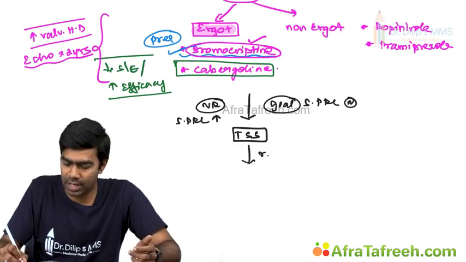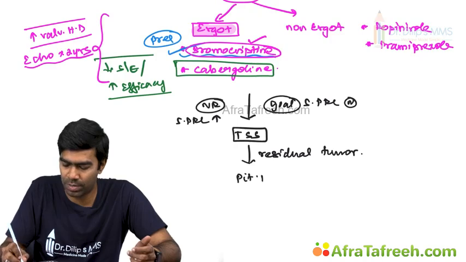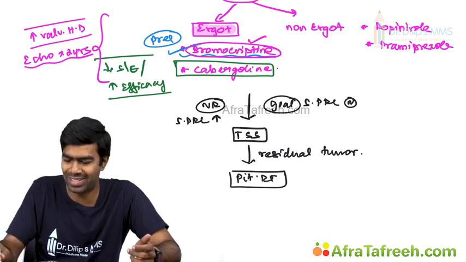And if there is any evidence of residual tumor after a transsphenoidal surgery, you have to go for pituitary radiotherapy, even though it's not so good a therapy. Why is it not so good a treatment? Because it's associated with increased risk of panhypopituitarism. That's why. So now you have treated hyperprolactinemia due to prolactinoma as well as idiopathic cases.